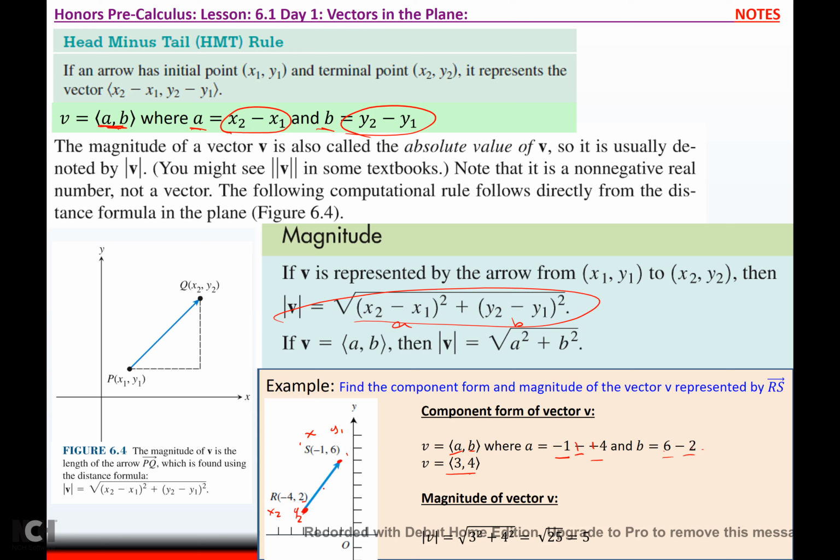To figure out how long it is, we use the distance formula. Now normally we would have to do negative 1 minus, but we already figured out what A and B are. So instead of writing all this out, all I have to do is take my A squared plus my B squared, and that gives me 9 plus 16, which is the square root of 25, which is 5. This has a length of 5 units.